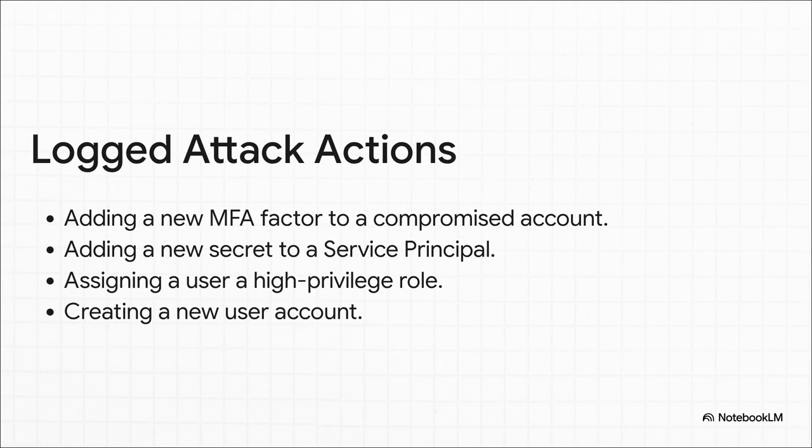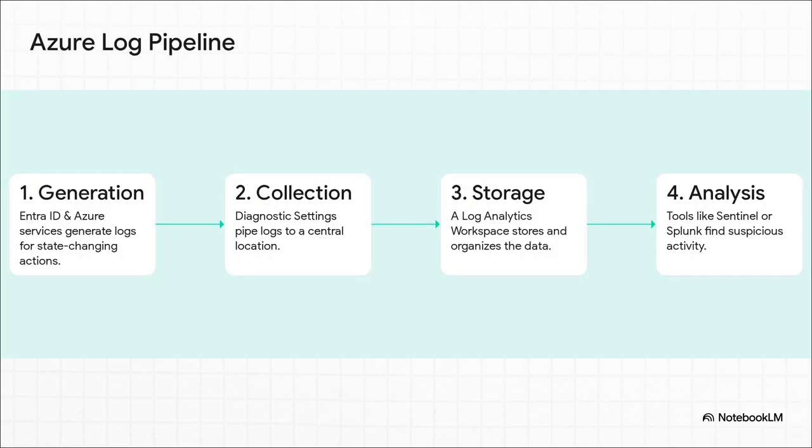They might add their own phone number as an MFA option on an account they've taken over. Or maybe they'll add a new secret to a service principal to give themselves a persistent key to your kingdom. Or they just assign themselves a super powerful admin role. All of these things are changes, and all of them will leave a footprint in your logs. So this is the breadcrumb trail that you can follow.